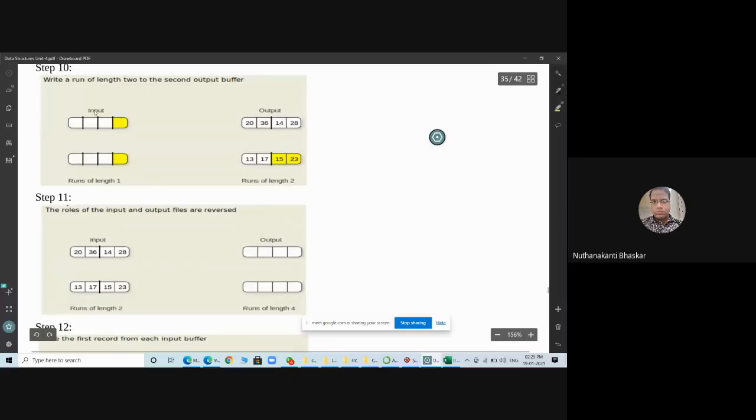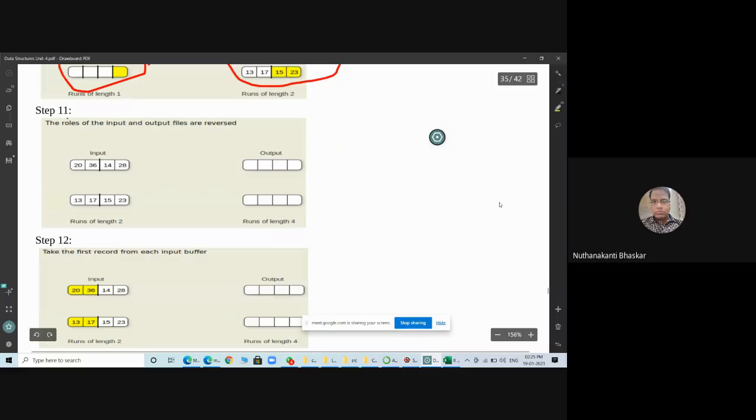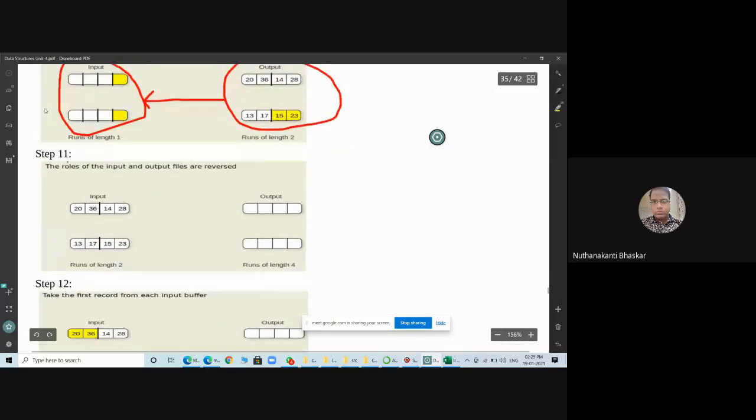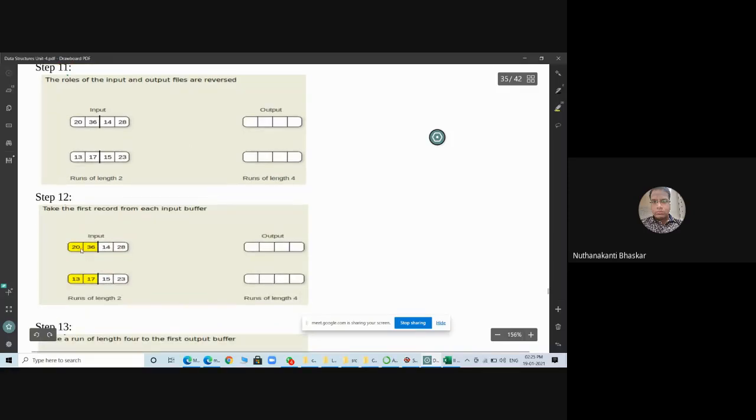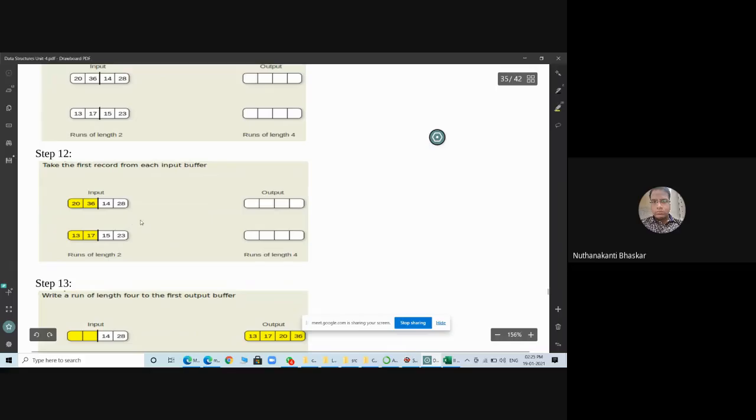Now same thing again. We need to process again, as this is now empty. Your first level is over, one way is over. Now the second level: from here to here you do this. Here, two-way is the mechanism. Now here two elements: 20, 36 and 13, 17. Then you need to sort them and place them into the first buffer. Means what happened? 13, 17, 20, 36.